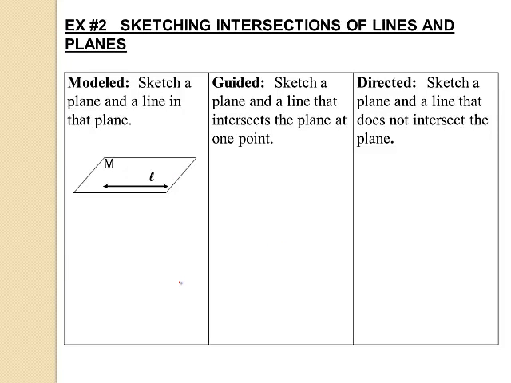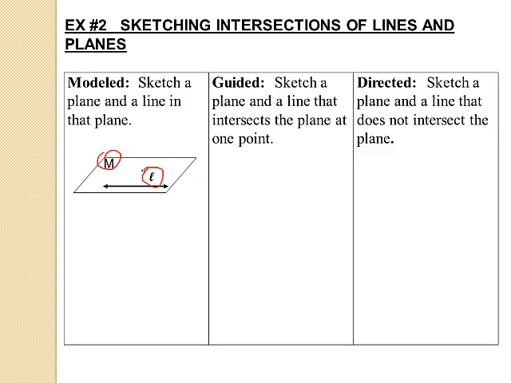One of the other things you're going to have to do is sketching a lot of figures in geometry. So I have sketching intersection of lines and planes. The first one, the model example, sketch a plane and a line in that plane. As you can see, I've got my plane drawn. It's a parallelogram that indicates the plane. You have the labeling here, which is indicating that it is a plane, and you have your line that is actually on the plane, and it's labeled as well.